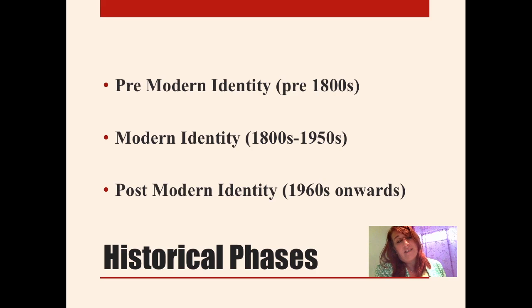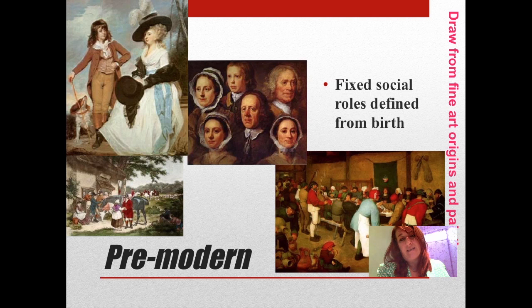If we take identity, we can see three key historical phases. Obviously, there is movement and debate within these areas, but essentially, pre-modern identity is pre-1800s. Modern identity is seen to lie between the 1800s and 1950s, and our postmodern identity comes from the 1960s onwards, when we see again vast social change. A pre-modern identity is really where the identity is fixed by social roles, and these are defined by birth. Some would argue that these still exist, so things like the monarchy having defined roles attached to us. If we're interested in clothing, a great place to start for looking at this pre-modern identity is to go back to original art paintings of the time.